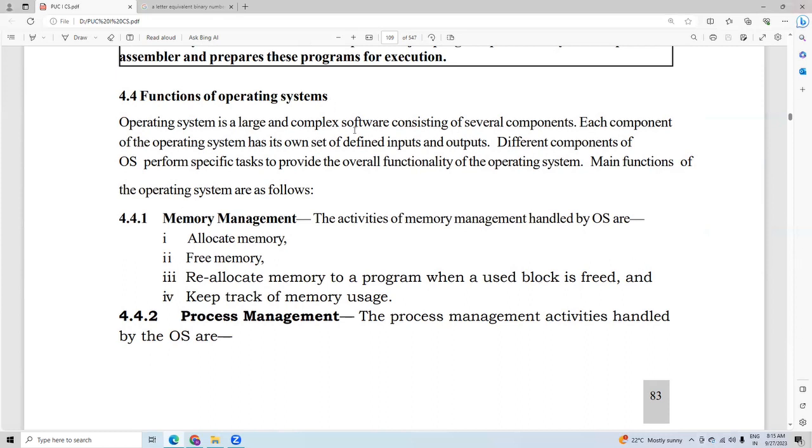So here, an OS is a large and complex software consisting of several components, right? To understand this, you go to Google and search how many lines of code were written to develop Windows 11 or Windows 10, how many lines of code were written to develop Android or iOS. You check it out, and you will come to know how large and how complex these programs are.